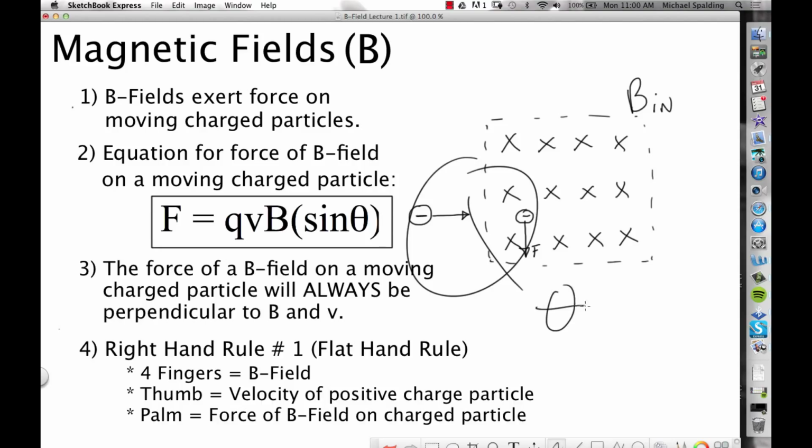Hey guys, last question. What's the theta for this situation? Right? F equals QVB sine theta. What's theta equal to there? 90 degrees. And here's why.